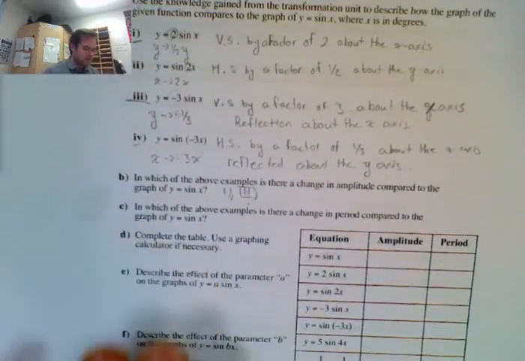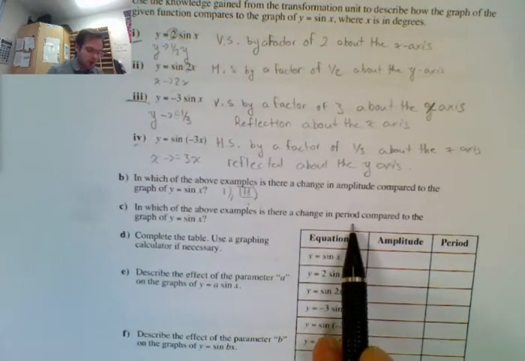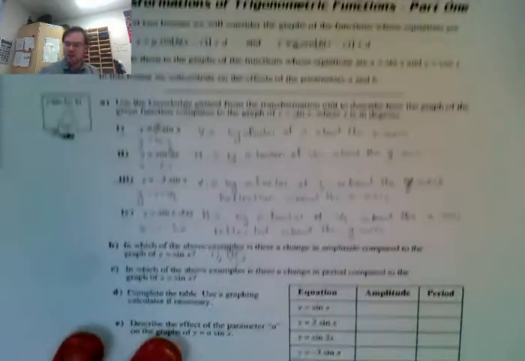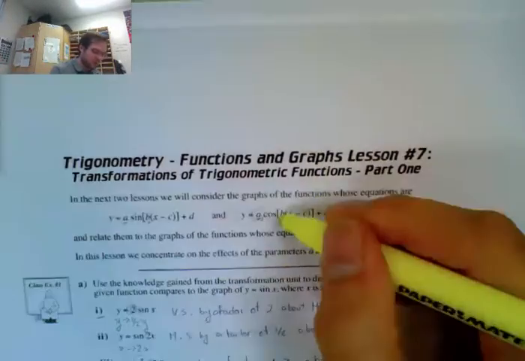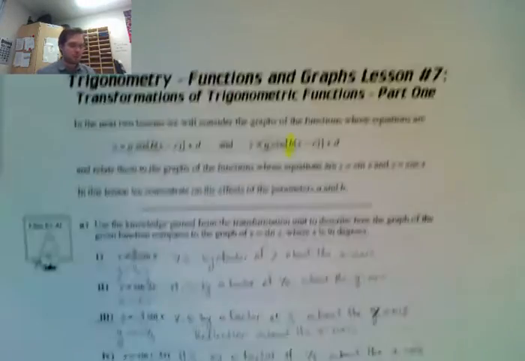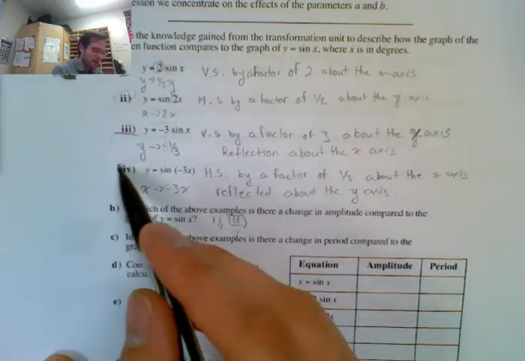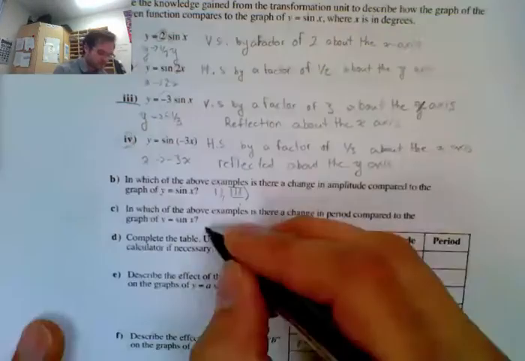Now it says, which of the above changed the period? So period is going to be kind of like stretching it horizontally. So in this case, we're looking at my B, which will be my period. So we want to see which ones change my B. That's going to be number 2 and number 4.